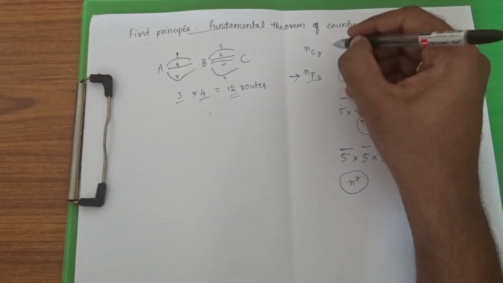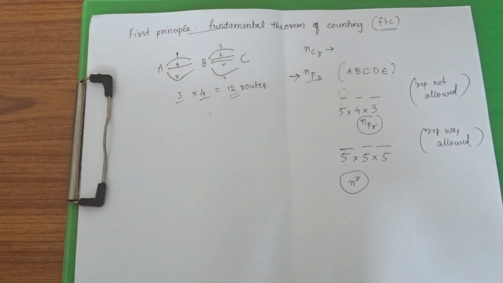Deriving NCR is a little more complex. You're actually dividing a permutation by another permutation to get this. And we'll see that next.